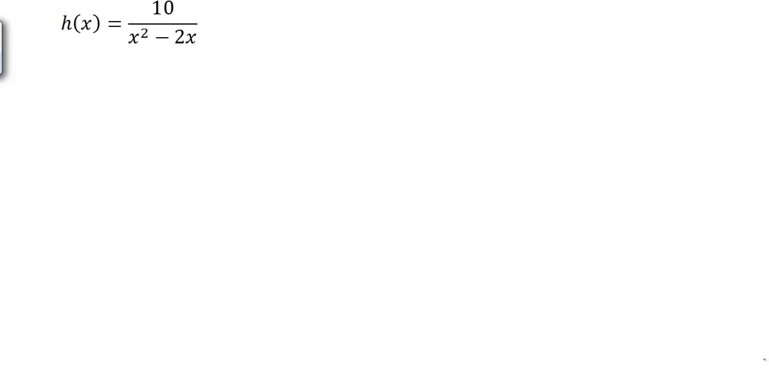All right, maybe you want to pause the video now and see if you can find the domain of this particular function. H of x equals 10 divided by x squared minus 2x. Now, hopefully, again, here you'll notice that we do have a fraction, so that means we're going to have an issue anytime that the denominator equals 0. So we can take the entire denominator and set that equal to 0. And if we solve for x, we'll find values that will make the denominator 0.